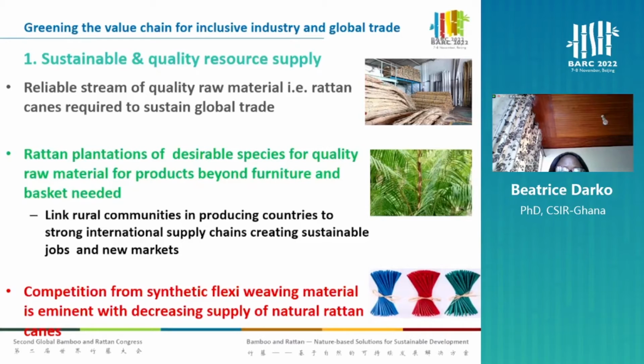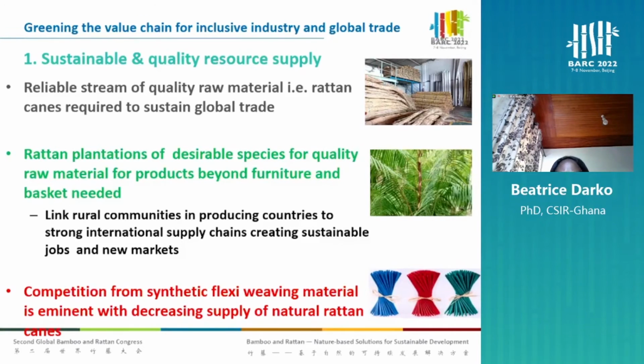So far, most of it is furniture and basket, and then we have seen that now we are going into bones, into other uses, chemical bags, whatever. So by all means, we need to look at species that we can quickly turn around to satisfy other product niches. By doing this, we are likely to link rural communities in producing countries to strong international supply chains, thereby creating sustainable jobs and new markets.